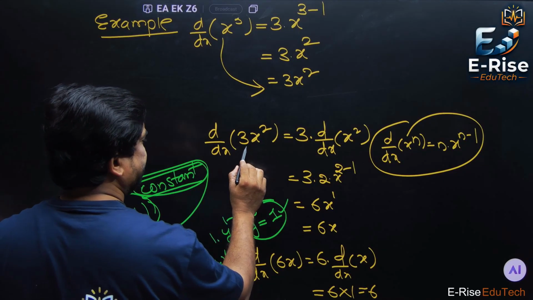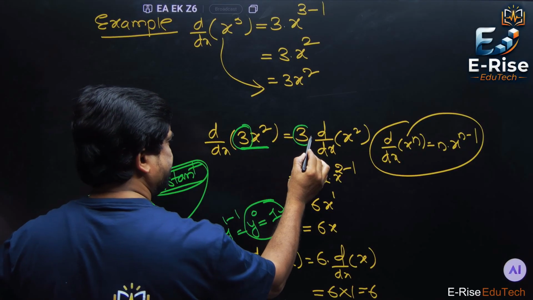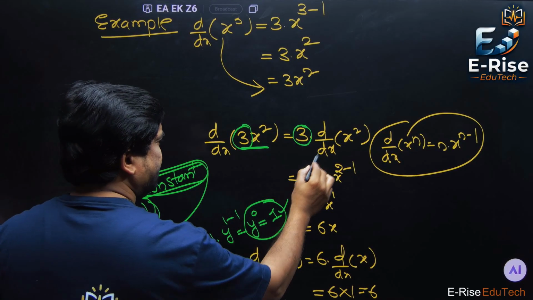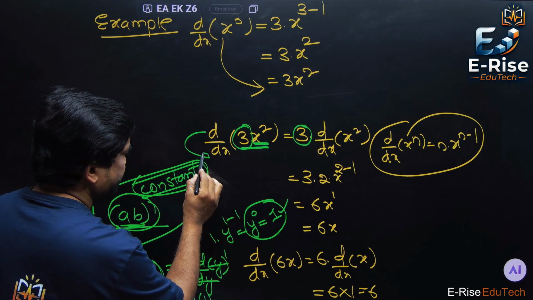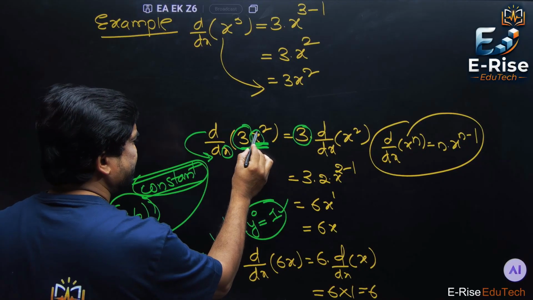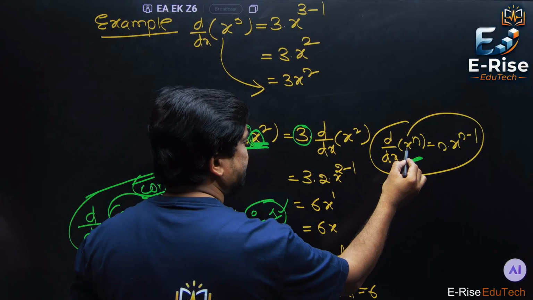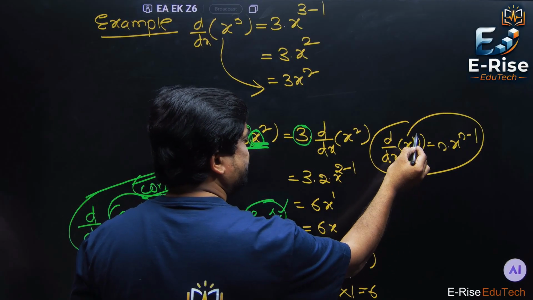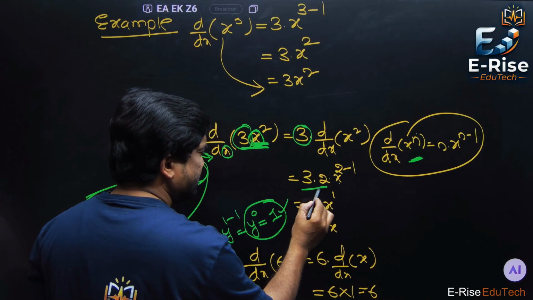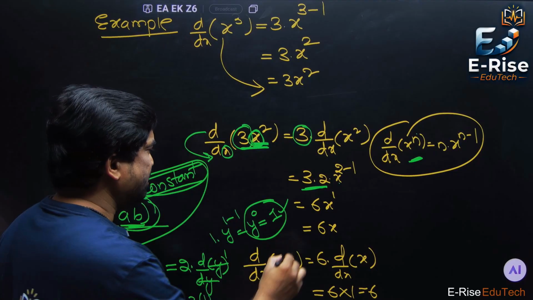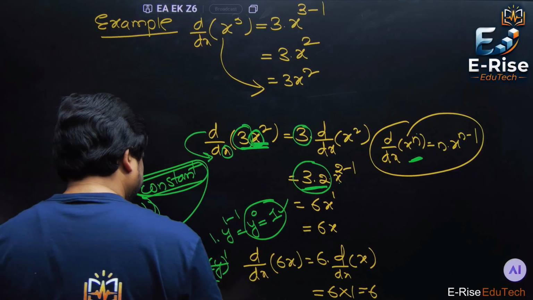d by dx of 3x square there. So any constant there, just write separate like this. Then only the variable is differentiated, because differentiation with respect to x is here, so we differentiate x only. So x square there. You can apply the formula d by dx of x square, n is 2 there. So that's why 2 into x to the power 2 minus 1. So these two are again multiplied. Okay. Next.